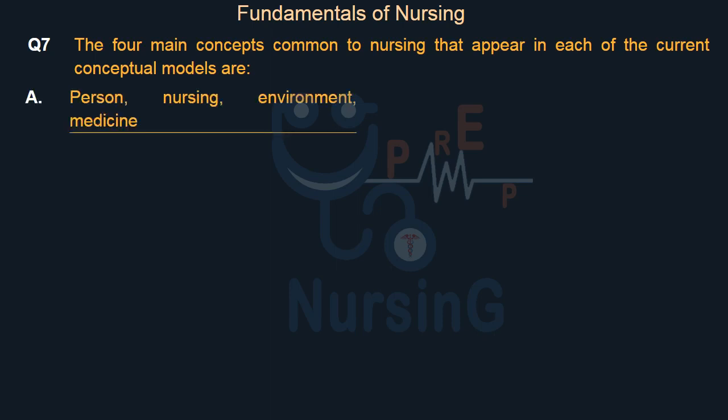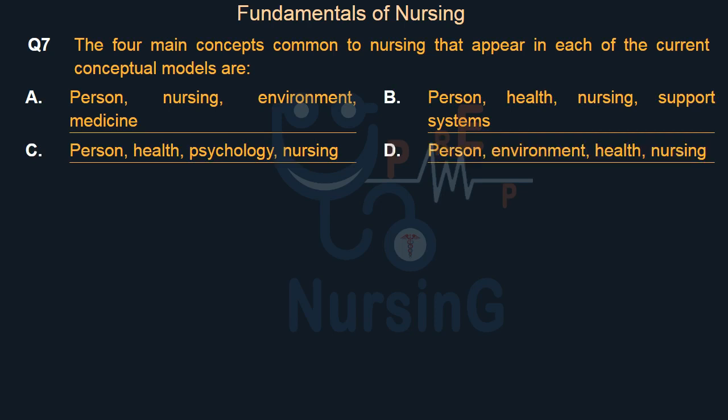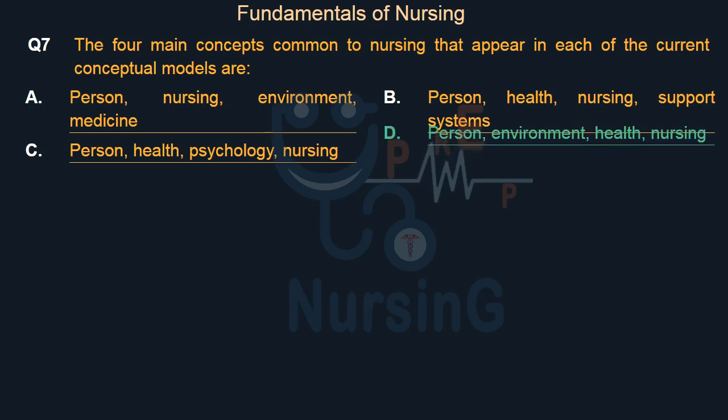The 4 main concepts common to nursing that appear in each of the current conceptual models are: Option A. Person, nursing, environment, medicine. Option B. Person, health, nursing, support systems. Option C. Person, health, psychology, nursing. Option D. Person, environment, health, nursing. Right answer is option D.